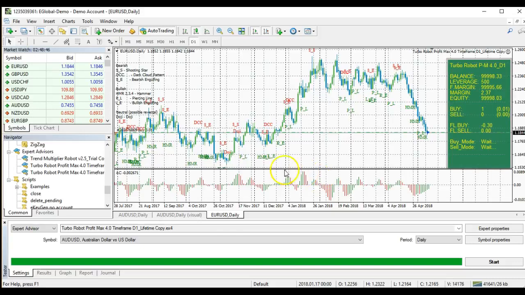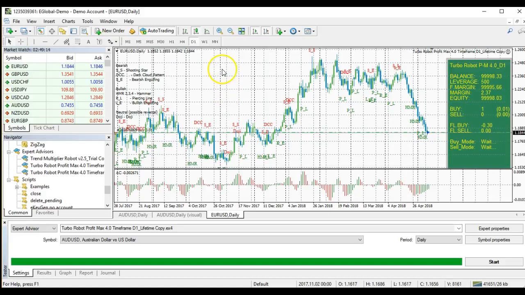All right, so I have here my MT4 platform. Remember to use a demo account. I will be using a demo account on MT4 for this training. From here we are using the Turbo Robot Fabric Maximizer 4.0 on the D1 time frame. What I'm going to do now is teach you how to use the settings without using martingale.